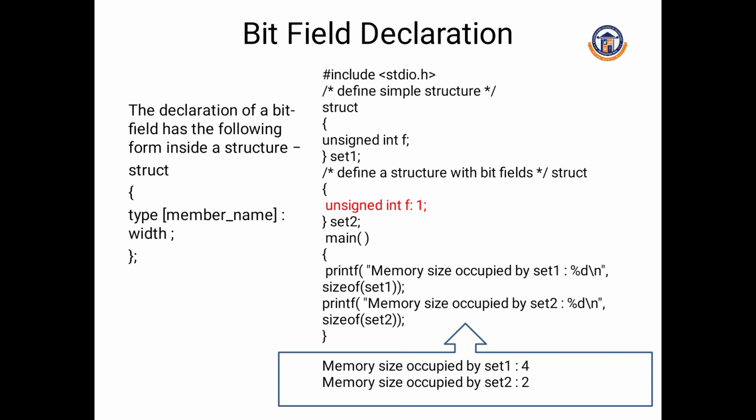Next, printf the memory size occupied by set2, where in set2 I have defined unsigned int f colon of 1. So I have stated that only one bit of the integer's size will be used. While running that program, you will get the output: memory size occupied by set1 is 4 and memory size occupied by set2 is 2. So this is how we can reduce the memory space allotted by the system by using the bit field declaration. Thank you.